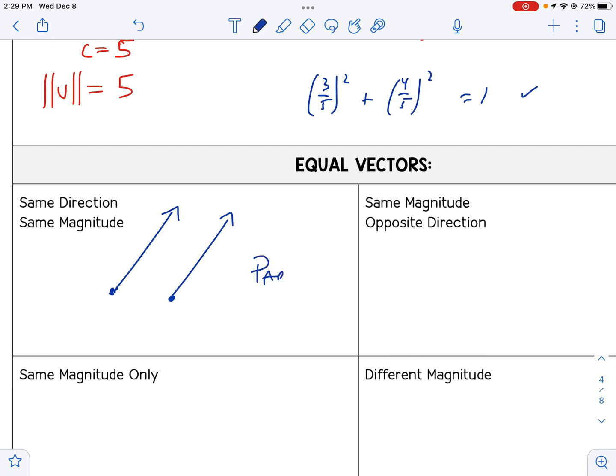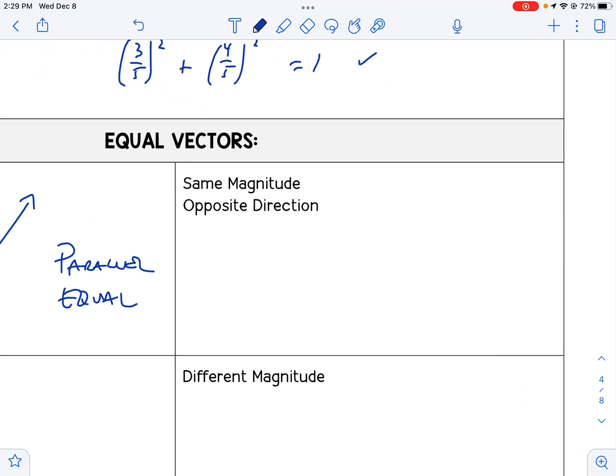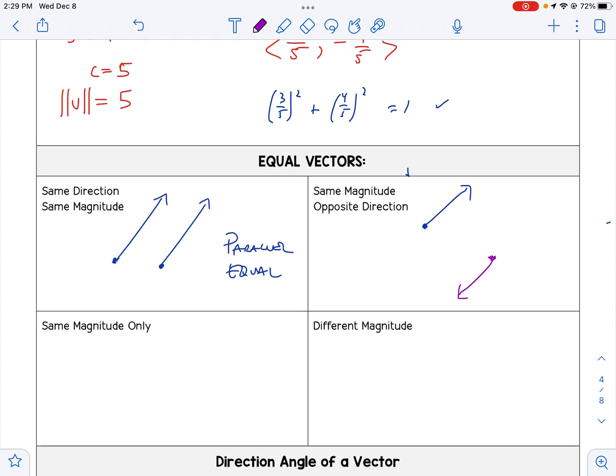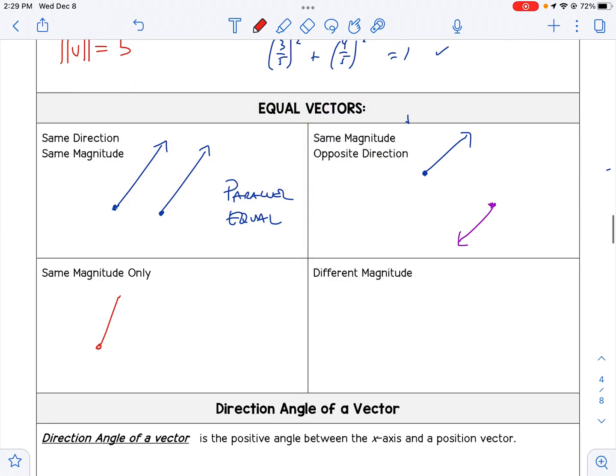So we're looking for parallel and equal magnitudes. Same magnitude, opposite direction. These are not necessarily equal vectors, because they go a different direction. So one vector could be going this direction, and the other vector could have the same length as the original, but be going a different direction. Same magnitude only. So we would have 2 vectors with the same magnitude, going completely different directions. And then if they have different magnitudes, obviously, they could be going the same direction, but different magnitudes.